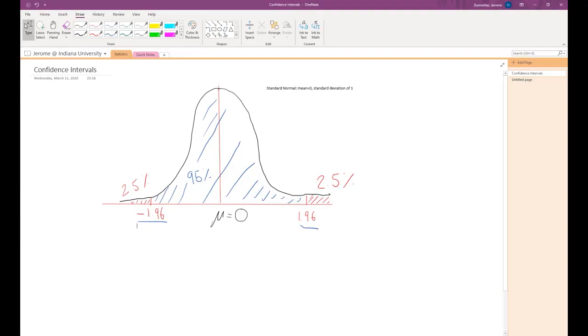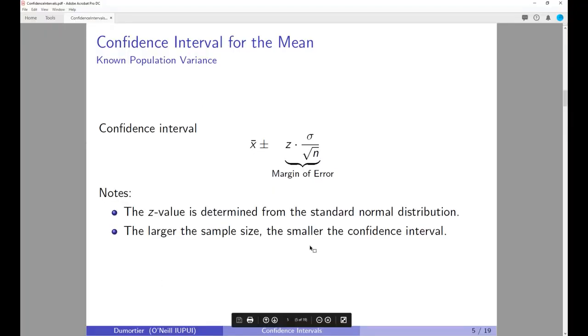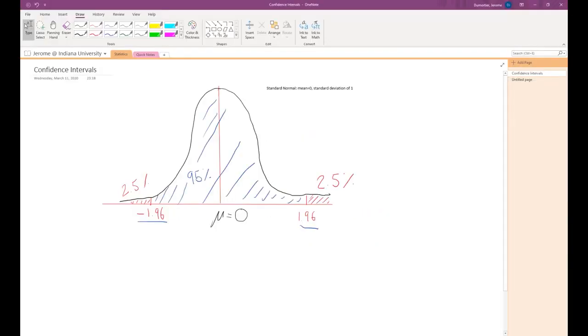Okay. So in the case of the confidence interval for the mean, we will see that if you want to construct a 95% confidence interval, this z-value is going to be 1.96, okay, which corresponds to the negative 1.96 and the 1.96 here. And I will explain why we use negative and positive here in a minute.